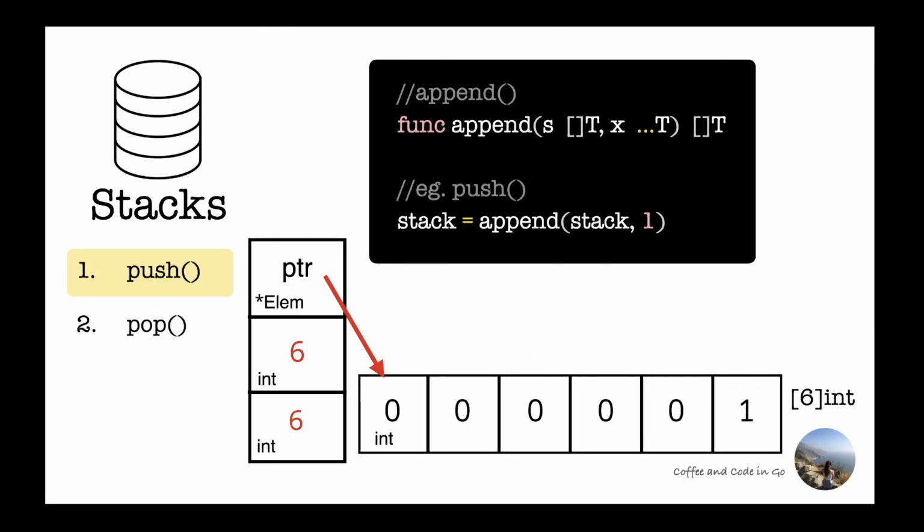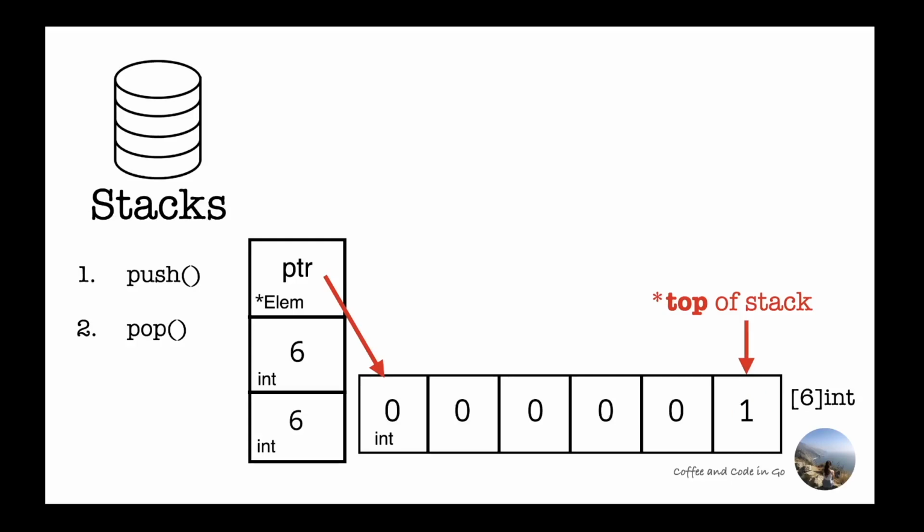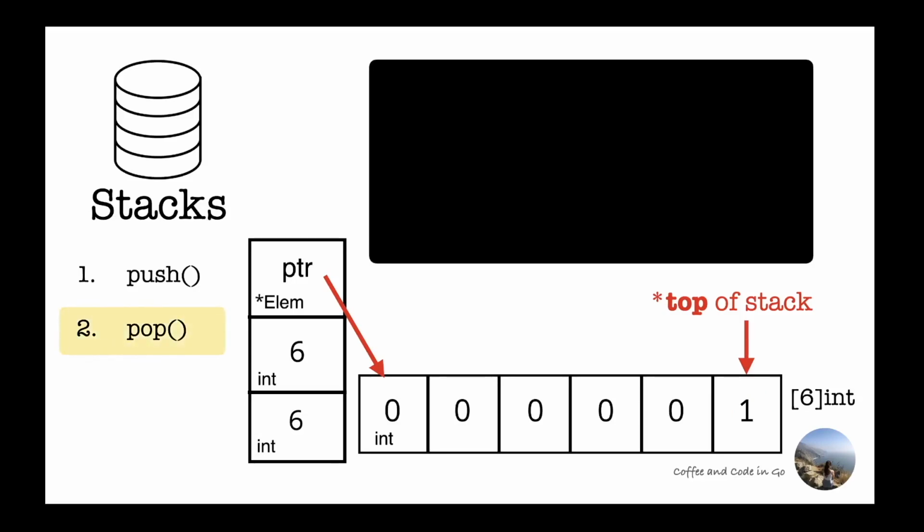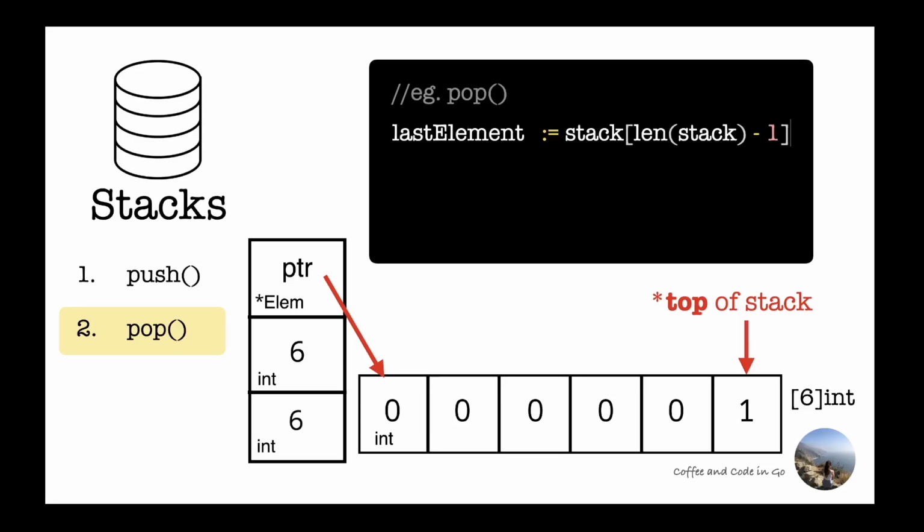Now notice that with this, our top of the stack is actually the end of the slice. So to push, we just append the new element to the end of the slice. Now, let's implement pop. And to do that, we can just retrieve the last element of the slice, since recall, stack follows a last-in, first-out order. So that would be 1.